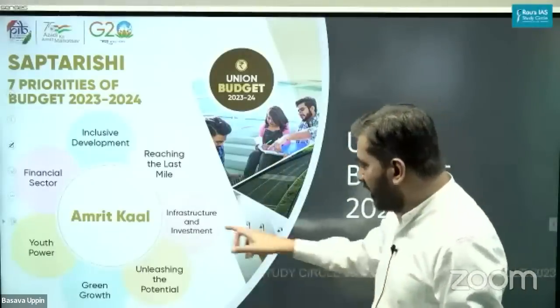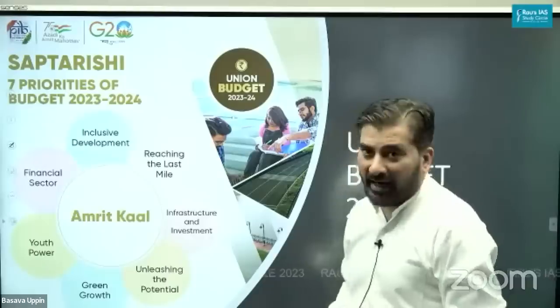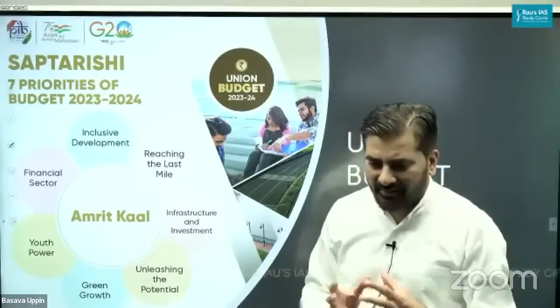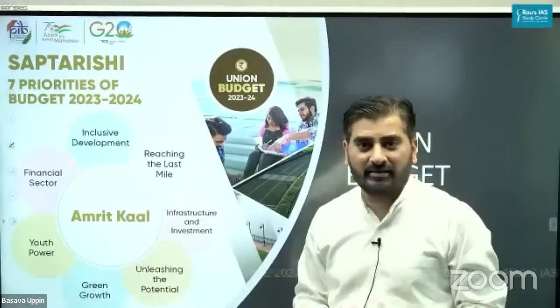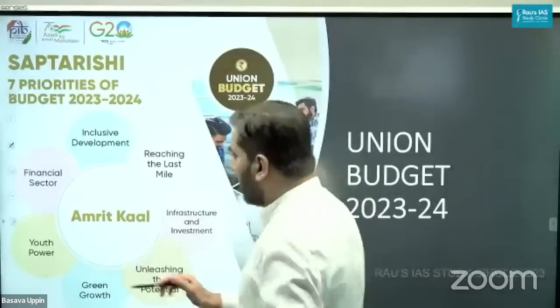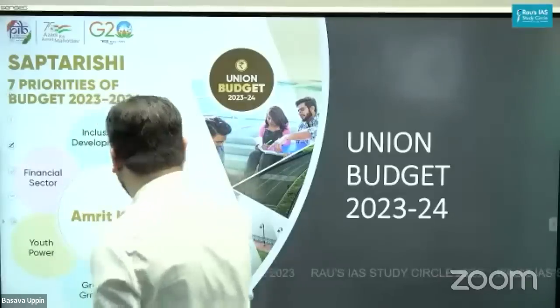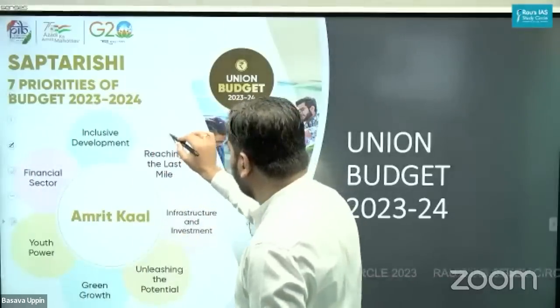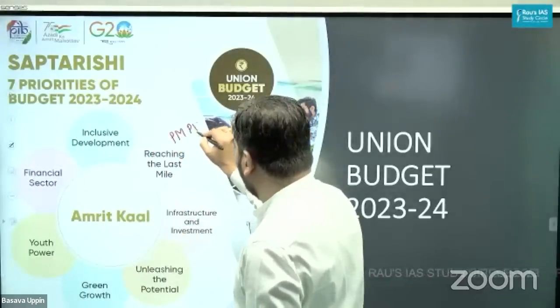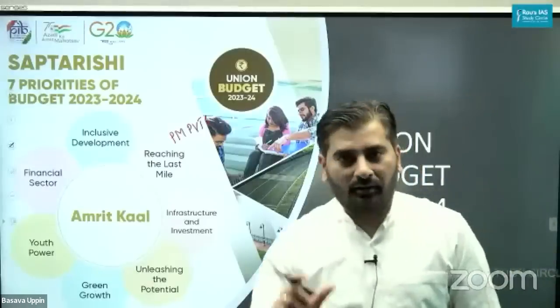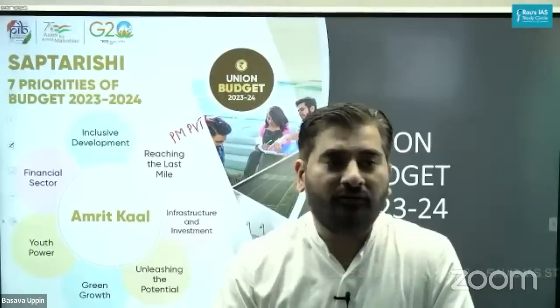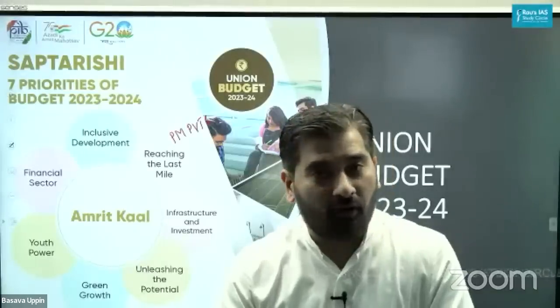So these are investment, reaching the last mile. When I say reaching the last mile, it basically means catering to the needs of the poor and marginalized sections of Indian society. For example, as part of reaching the last mile, in this year's budget, the Finance Minister has announced a separate scheme for particularly vulnerable tribal groups. I hope you must have studied about a category of tribal groups in India which are called particularly vulnerable tribal groups. So for the benefit of these particularly vulnerable tribal groups, we have launched a new mission.